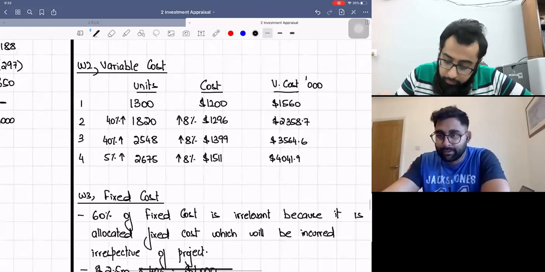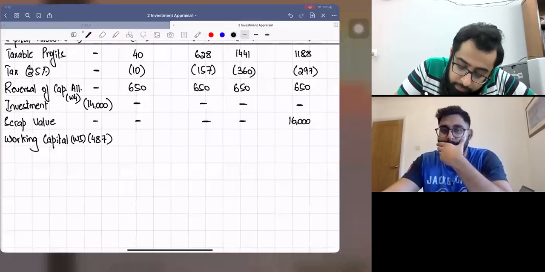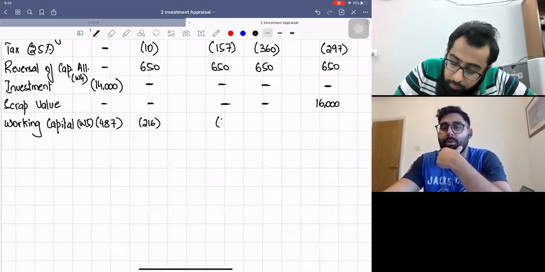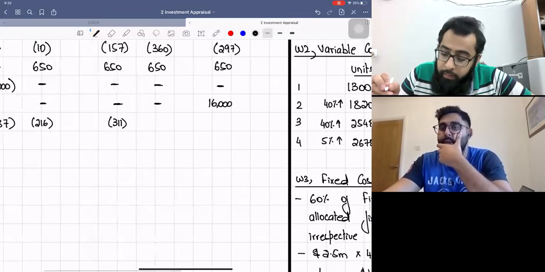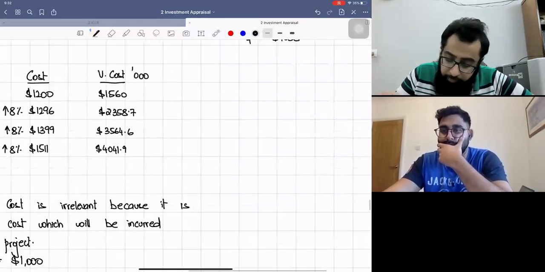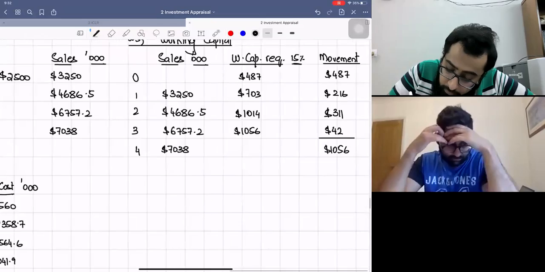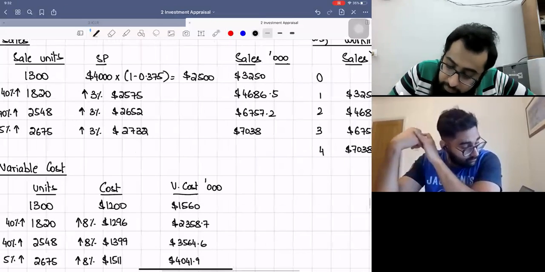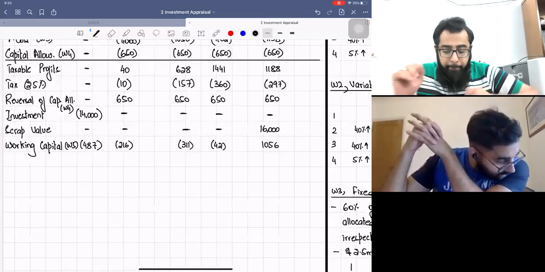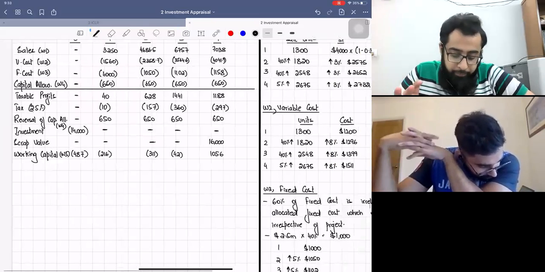216, 311, and 42. 216, 311, 42, 42, and then the last recovery is 1056. And 1056 is the recovery. Okay? So I think that we have dealt with all of the cash flows.